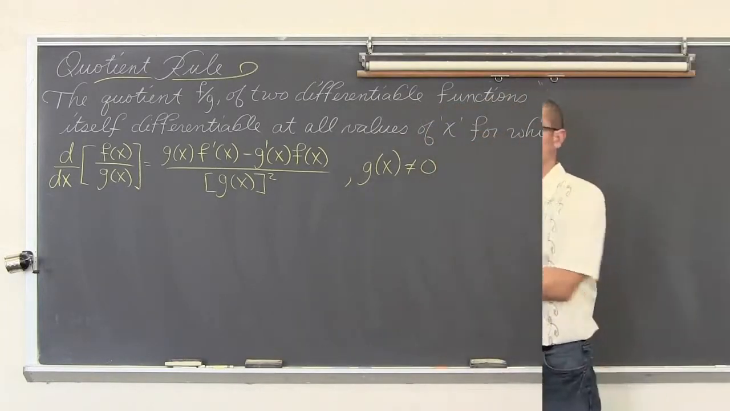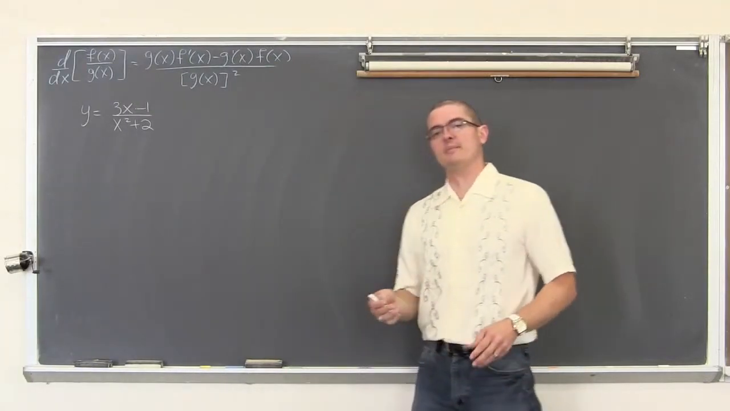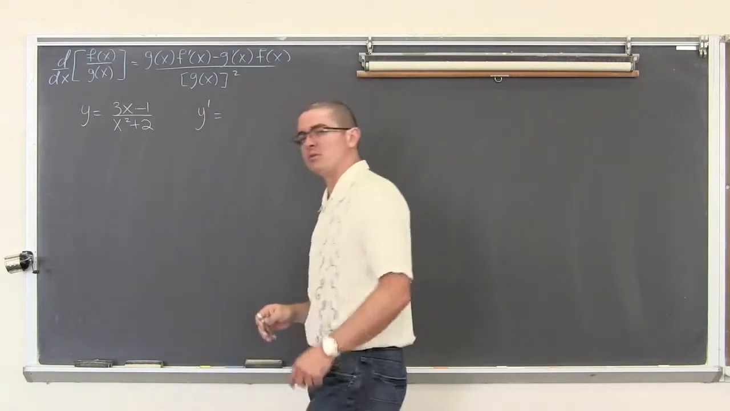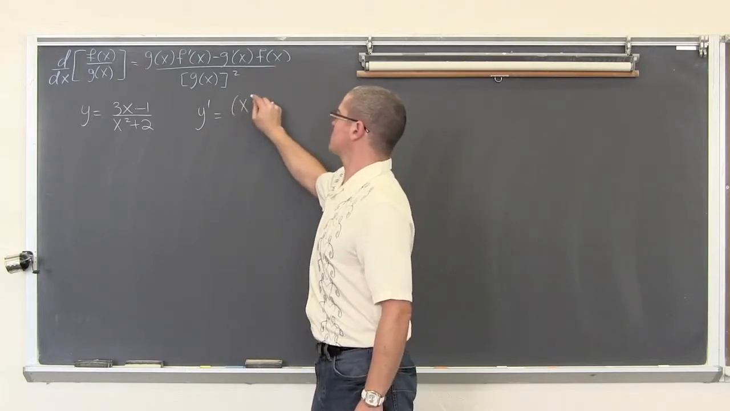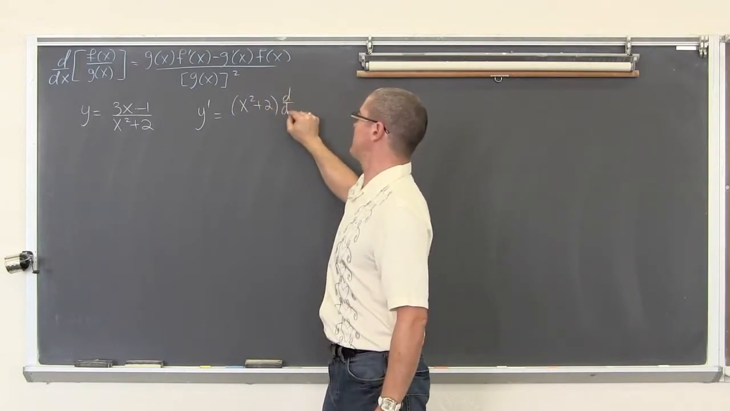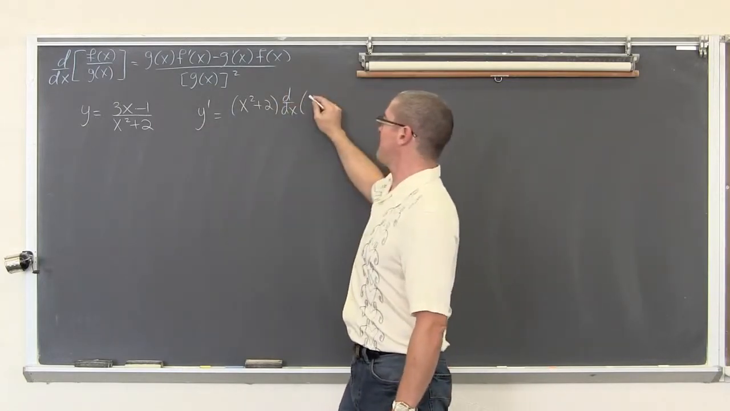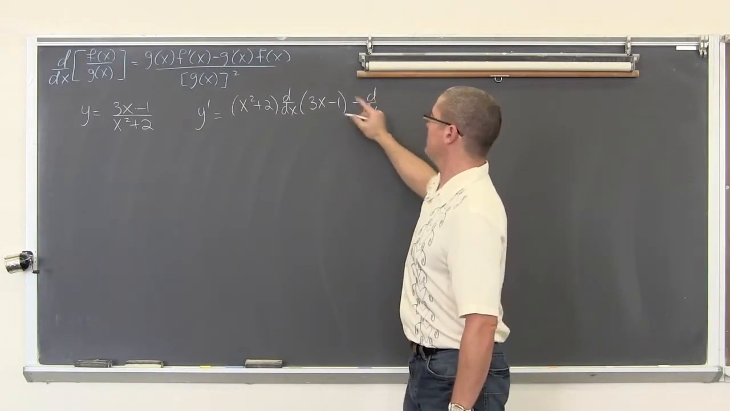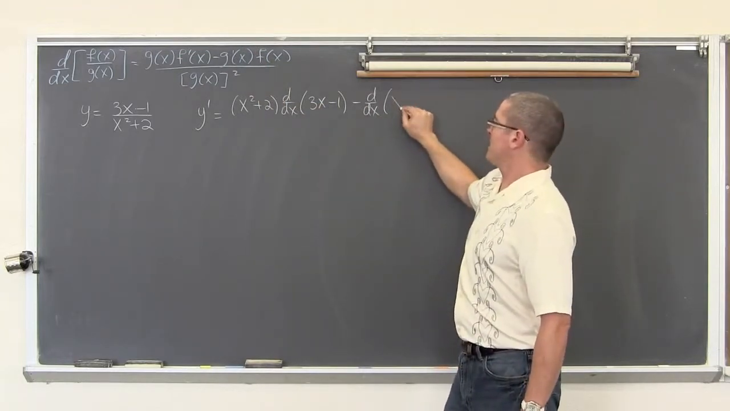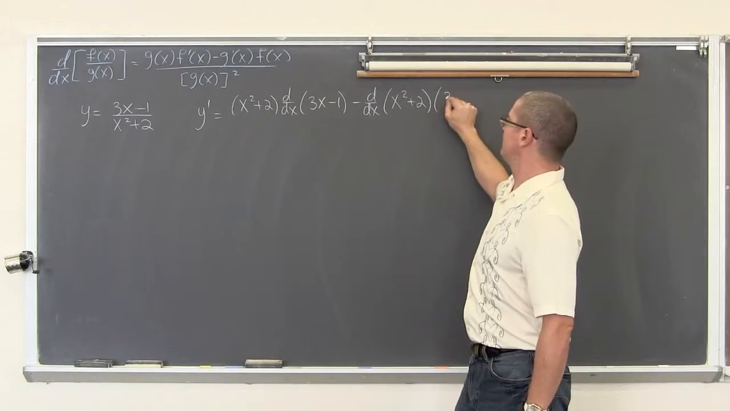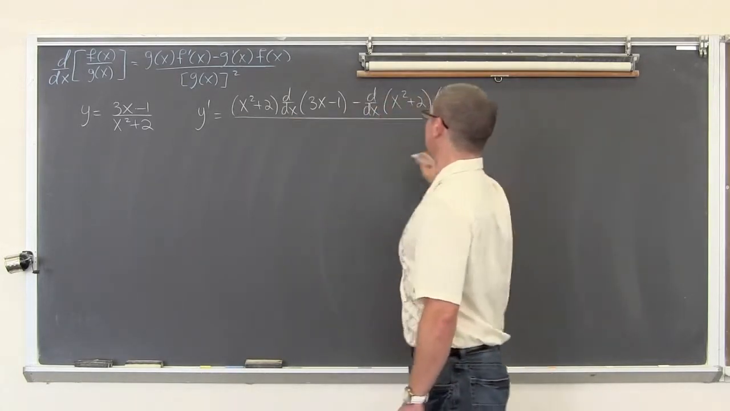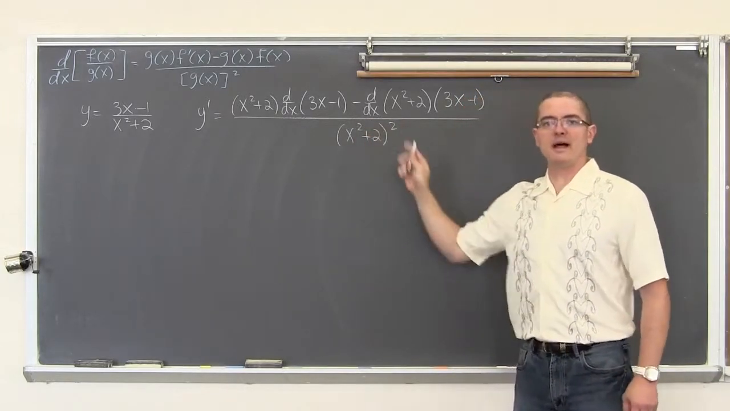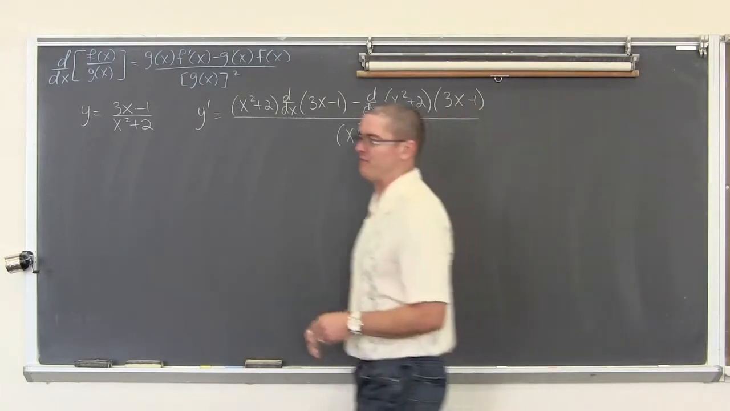So, be right back. We have y equals 3x minus 1 divided by x squared plus 2. Y prime, or the derivative of y, is going to be equal to the denominator, x squared plus 2, times the derivative with respect to x of the numerator, which is 3x minus 1, minus, now we're going to take the derivative of the denominator, so that'll be x squared plus 2 prime times the numerator, all over the denominator squared. Don't worry about multiplying that out. Leaving the binomial squared is perfectly fine.